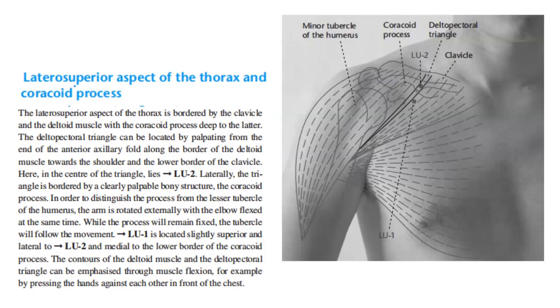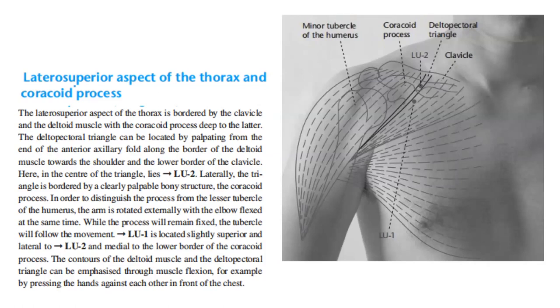In order to distinguish the process from the lesser tubercle of the humerus, the arm is rotated externally with the elbow flexed at the same time. While the process will remain fixed, the tubercle will follow the movement. Lung 1 is located slightly superior and lateral to Lung 2 and medial to the lower border of the coracoid process.